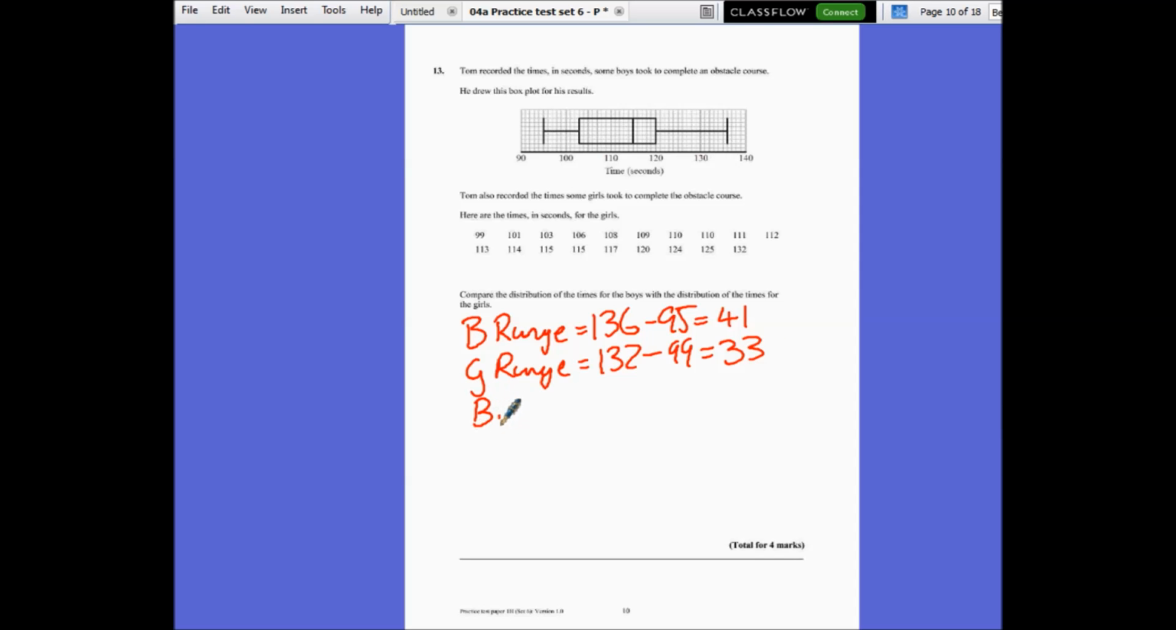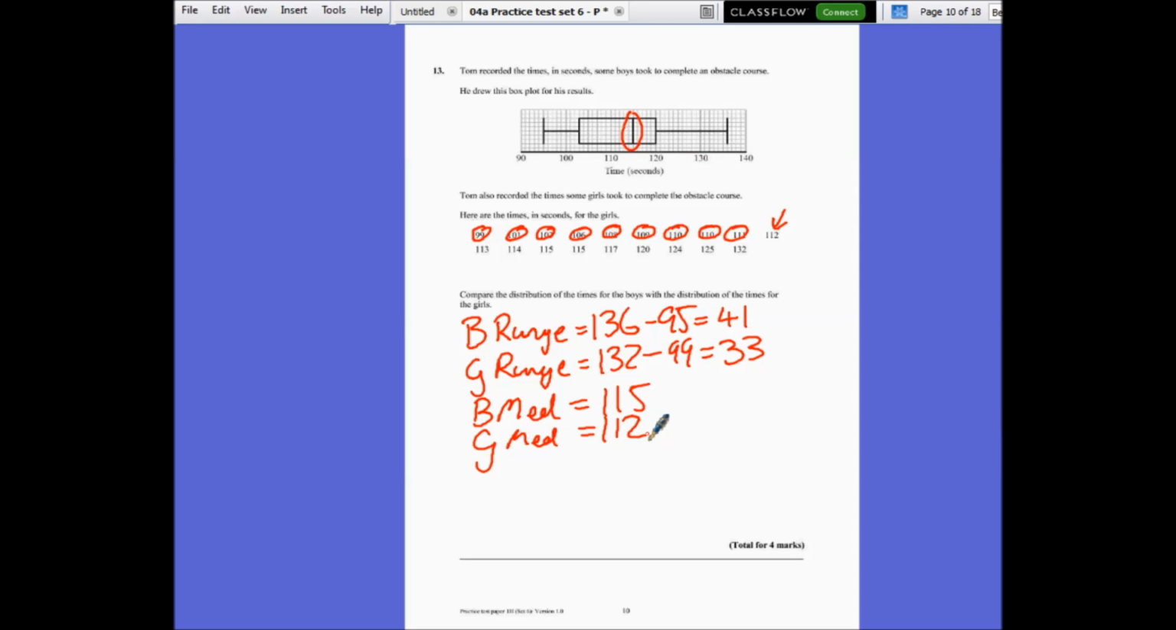For the boys' median, we could take that from the box plot, it's this line here, so that is at 115. And the girls' median, we could do that by finding the middle of these numbers. There are 19 numbers there, so if we count 9, 1, 2, 3, 4, 5, 6, 7, 8, 9, this one here must be in the middle, so their median would be 112.